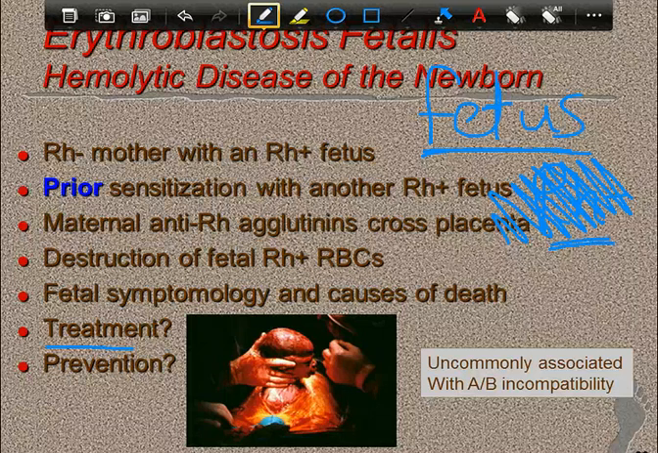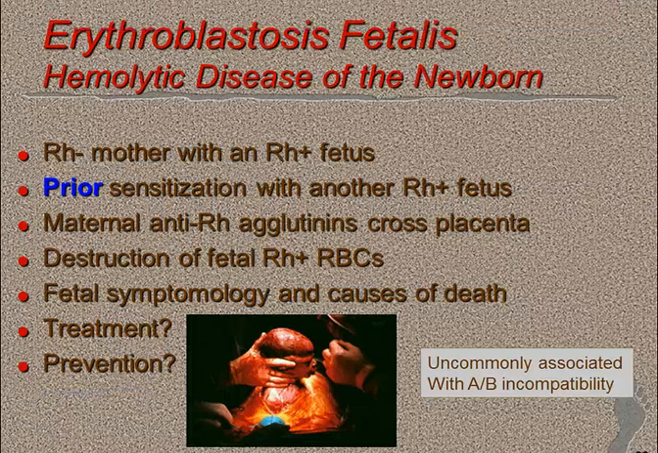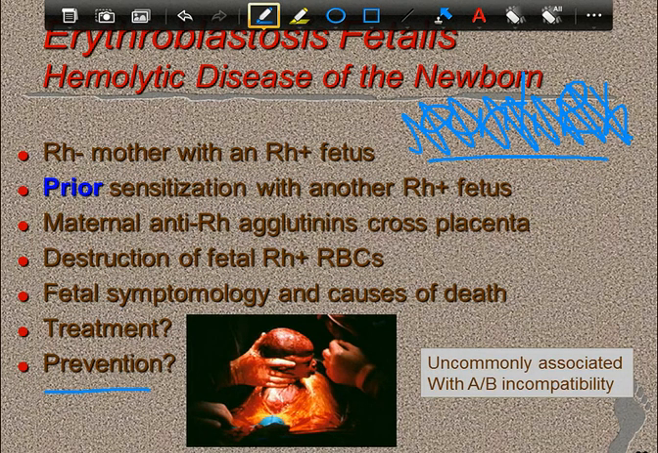Now, let's go prevention. Prevention, that's aimed at mom. We want to stop her from making anti-Rh. So, in the mom, let's go back to a picture. I can't get back to the picture. Well, anyway, remember that the mom, if we don't stop her, will make anti-Rh within a few weeks after the first exposure to the Rh positive agglutinogens of the fetus. So if we can stop her from making this, we have no problem.